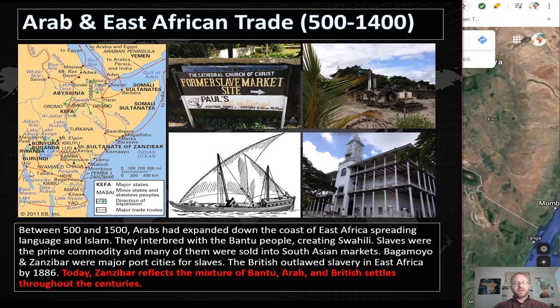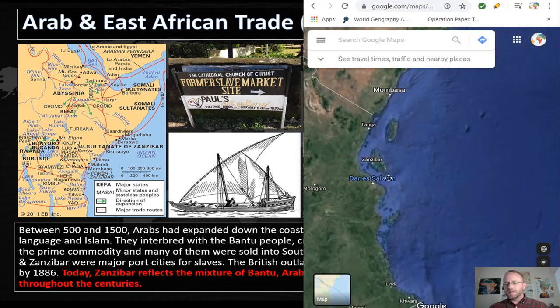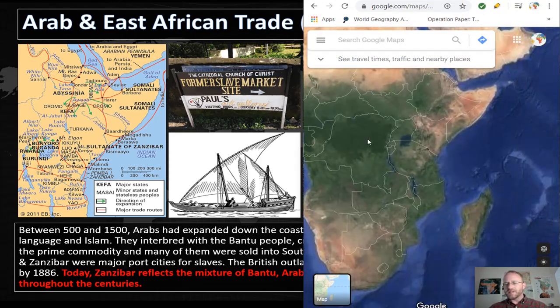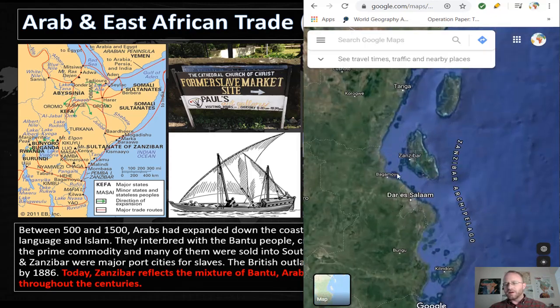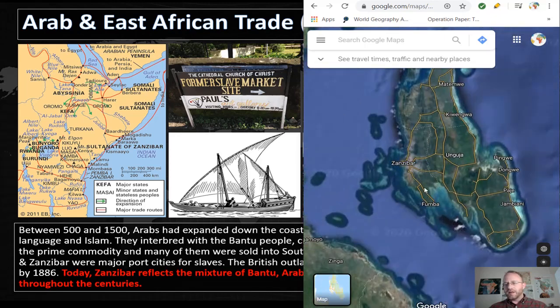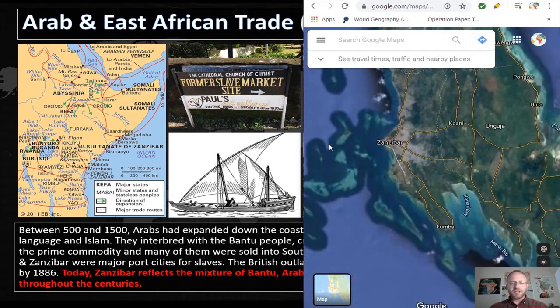Now, the map on the left here shows the major Arab trade routes in red and major Arab and Islamic states written in bold uppercase. The Sultanate of Zanzibar was a major docking point for goods and slaves sold out of East Africa. So here, if we zoom back out, we can see this is Africa. Zoom in to Zanzibar, located off the coast of the major port city in modern-day Tanzania. Zanzibar was a major transportation hub for slaves.